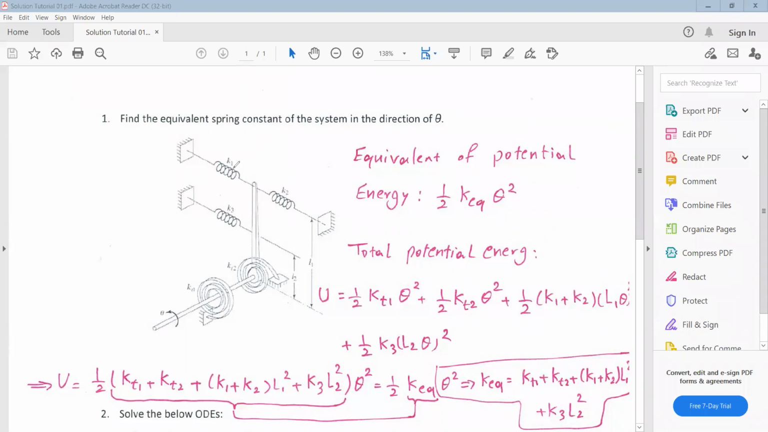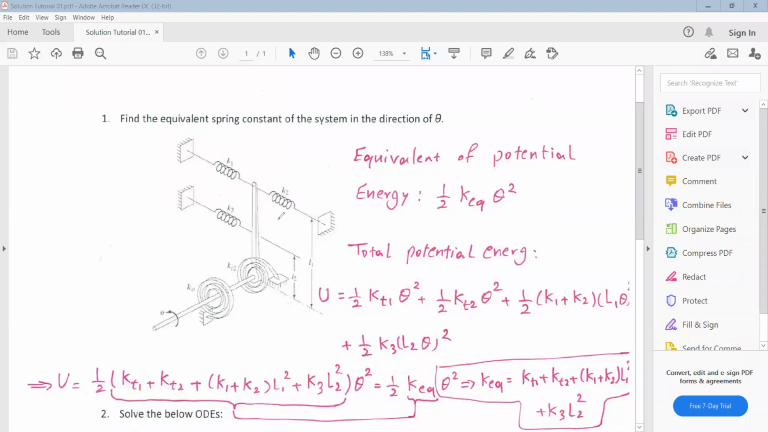You can obtain the equivalent springs using different methods. For example, here you can assume that KT1 and KT2 are parallel, then find their equivalent stiffness. Then here K1 and K2 are also parallel. K3 has a specific displacement.